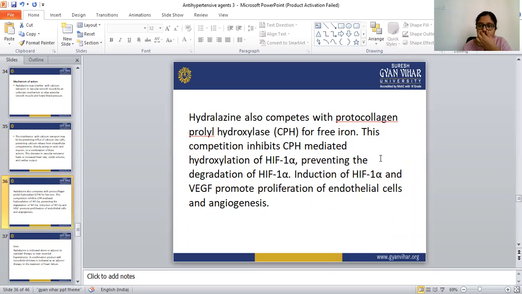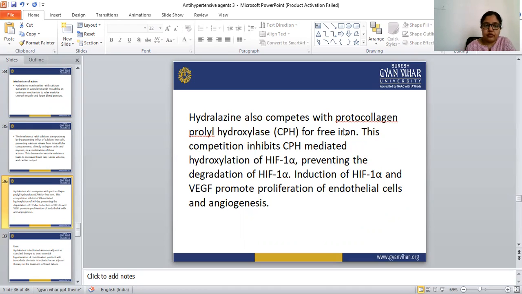Hydralazine also competes with protocollagen prolyl hydroxylase for free iron. This competition inhibits prolyl hydroxylase mediated hydroxylation of HIF1 alpha, preventing the degradation of HIF1 alpha, inducing HIF1 alpha and VEGF, which promote proliferation of endothelial cells and angiogenesis. So this is the mechanism of action of hydralazine.